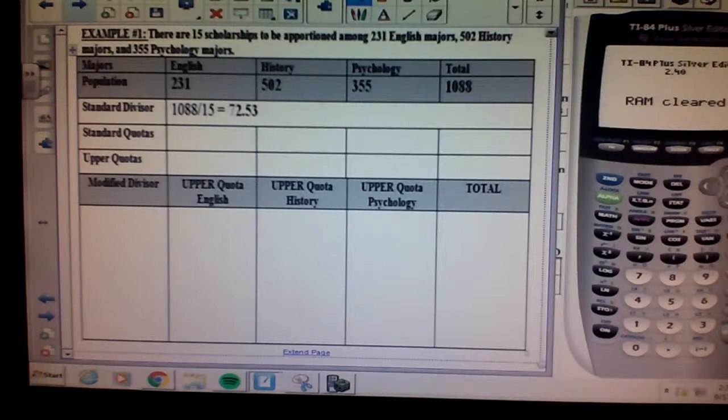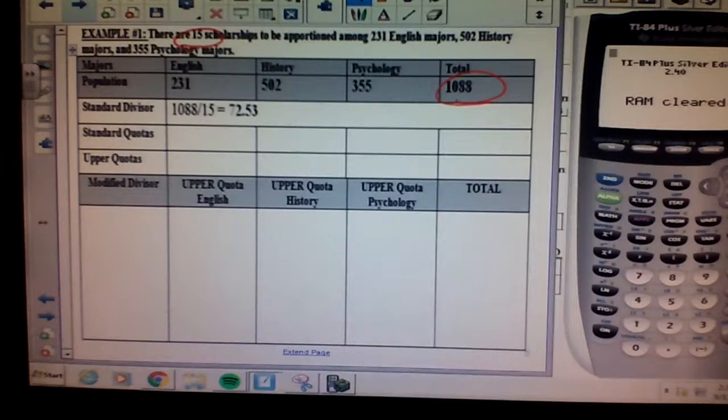For this one, we've already gone through and done the standard divisor because we've already done this problem. Total population was 1,088. We divided that by the 15 scholarships that I'm giving out. What were my states in this situation? The subjects, your majors, were your states. Your states are getting scholarships based on the people that are in the major.